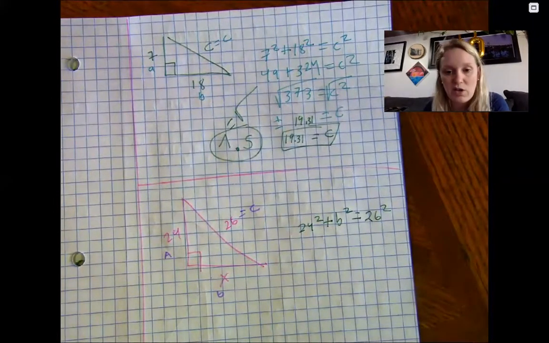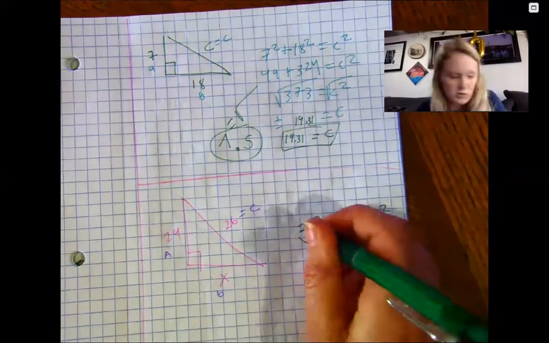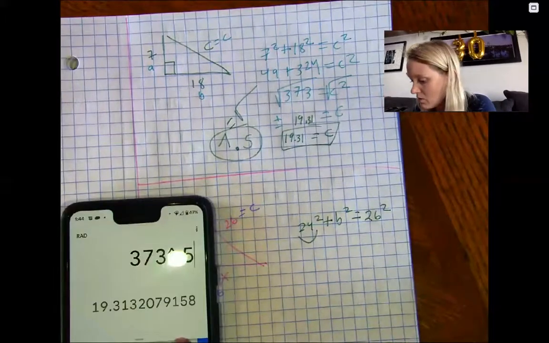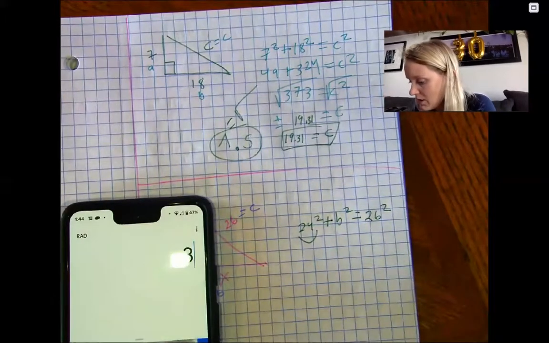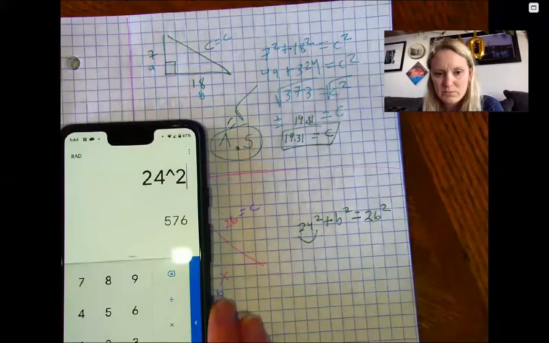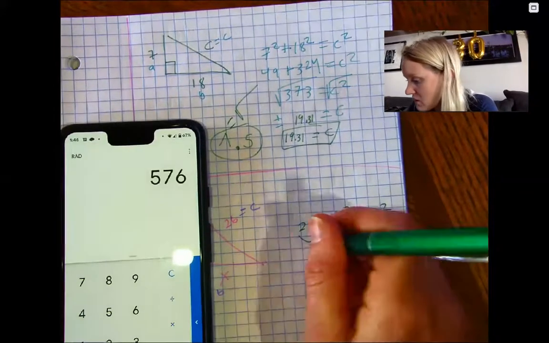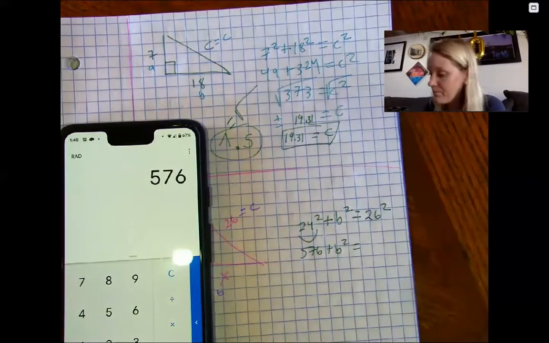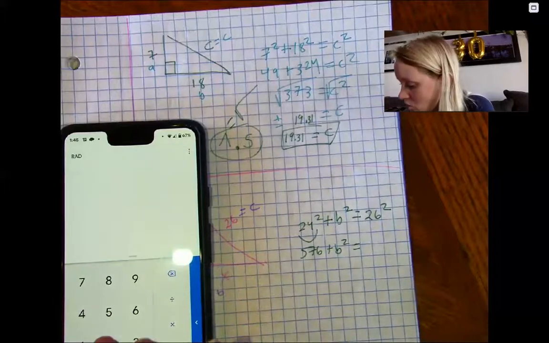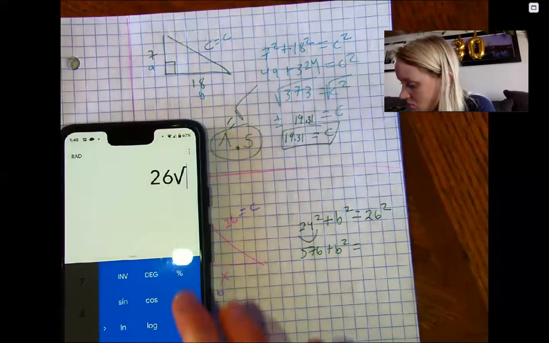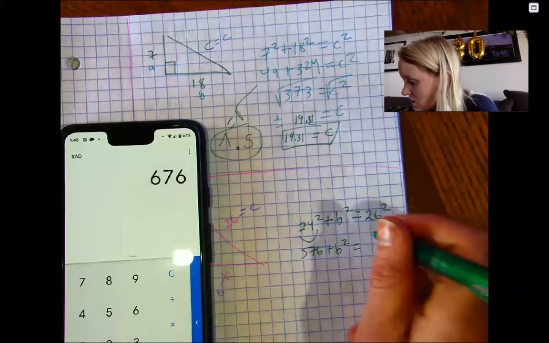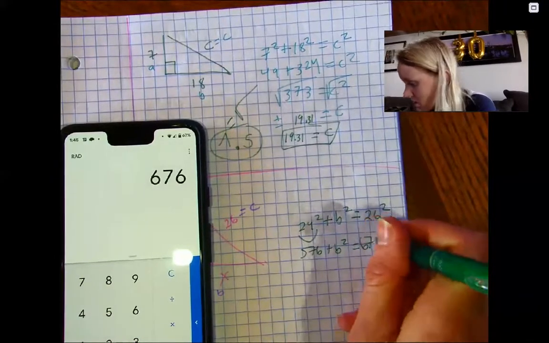Okay, so now I have to follow the order of operations. 24 squared. I get my calculator out. I hit 24, raise it to the second power, and I get 576 plus B squared. I don't know what it is, so I just leave it like that. Equals 26 squared. 26 to the 2 equals 676.